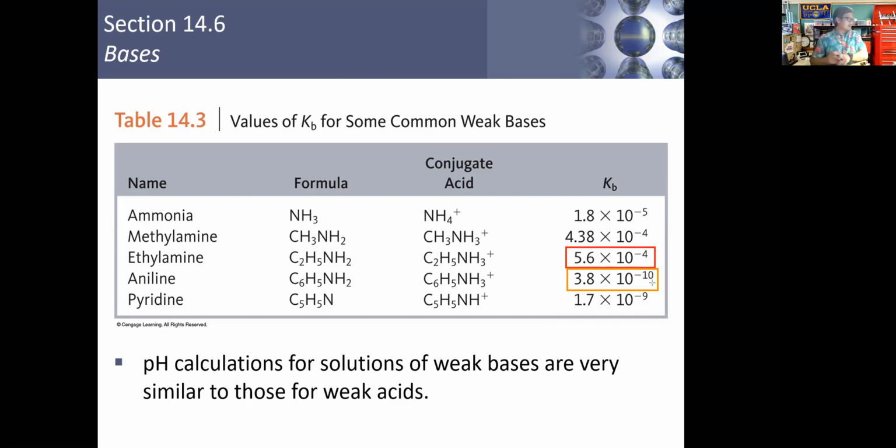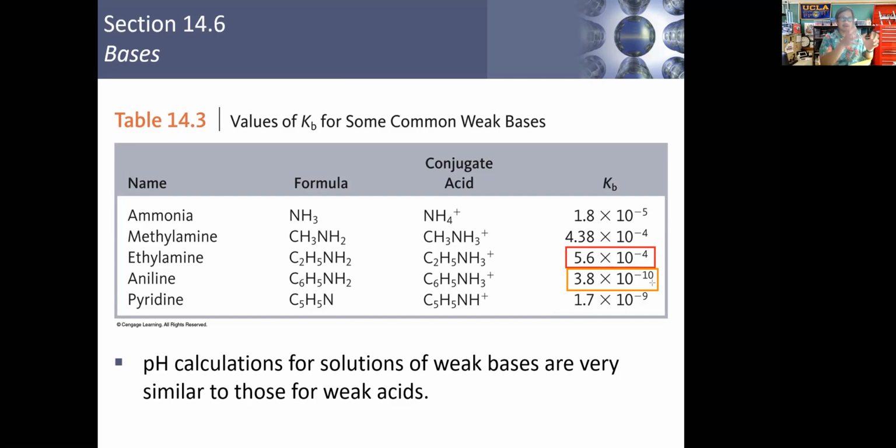So we can go ahead then and use the Kb values to compare bases, the strength of bases, in much the same way we use Ka values to compare the strength of acids. So that's one important thing that we can use Kb's for. We can also use Kb, if we're given it or can find it in reference values, to calculate the pH of a solution in much the same way that we did for the strong bases.